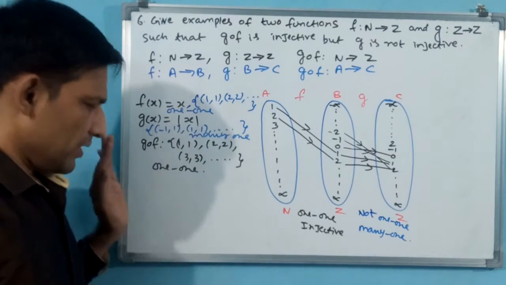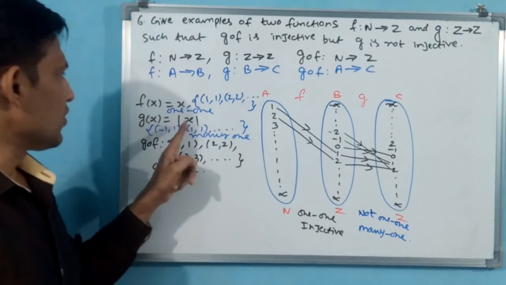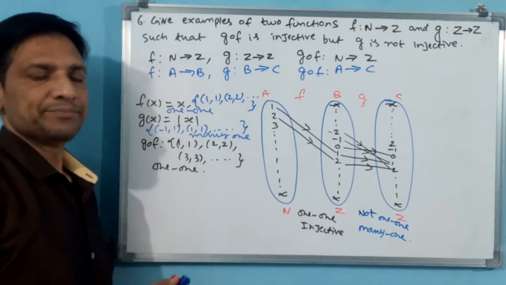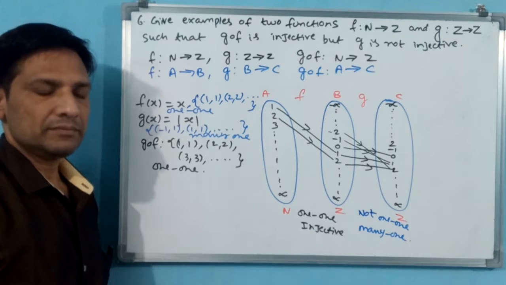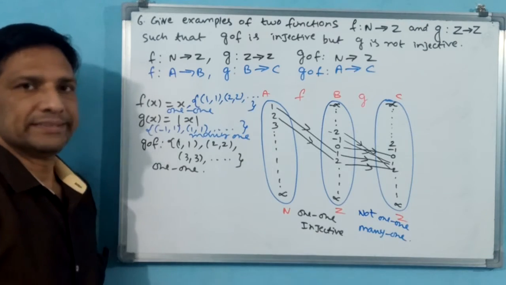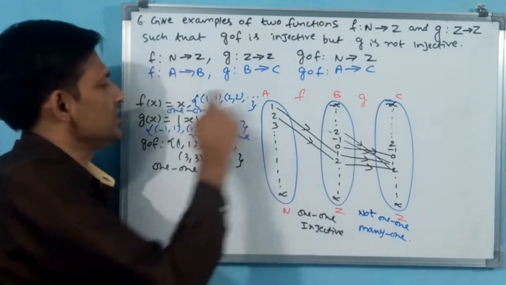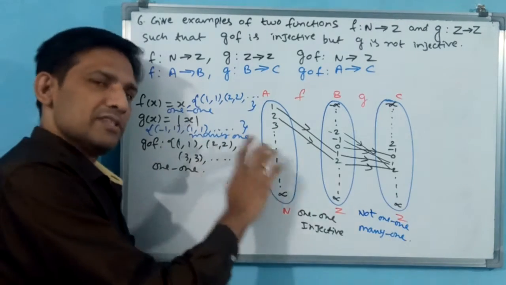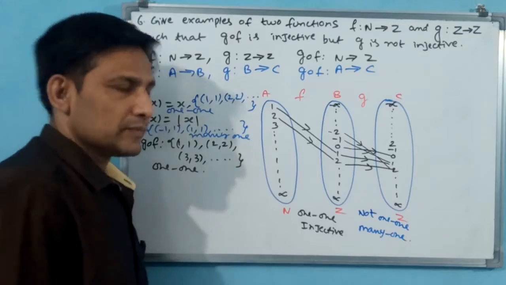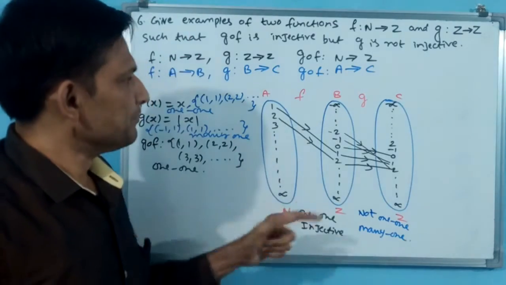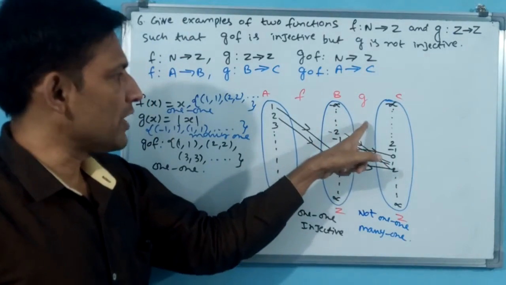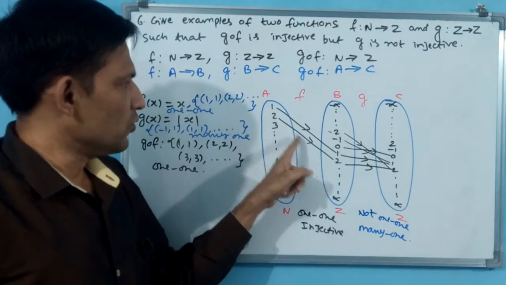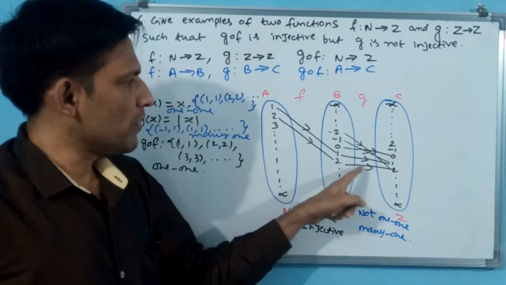See. Now what I am asking you, rather than modulus x, if you write x square for g, what will happen? You think. f of x is same. 1 to 1 will come. But here x square means 1 square is 1. 2 to 2 will go, but 2 square, 4 will go.